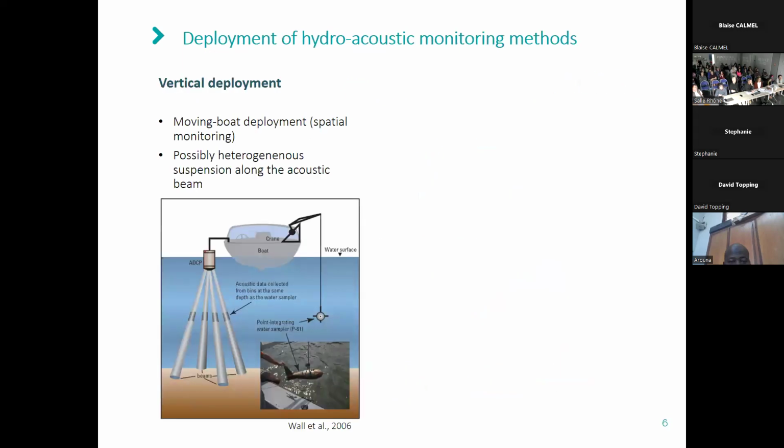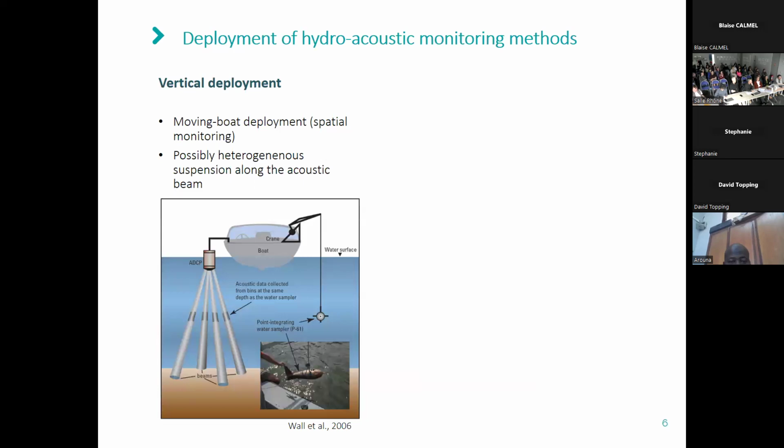To go back to the hydroacoustic monitoring methods, there's, for example, the vertical deployment, which is more in a moving boat configuration, where an acoustic profiler is moved throughout the river cross-section and is insonifying vertically in the river cross-section. Here, we often have a heterogeneous suspension along the acoustic beam, because the sand concentration is usually increasing with depth.